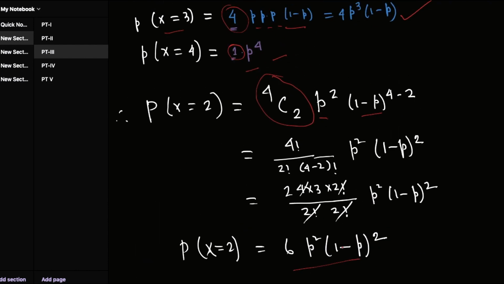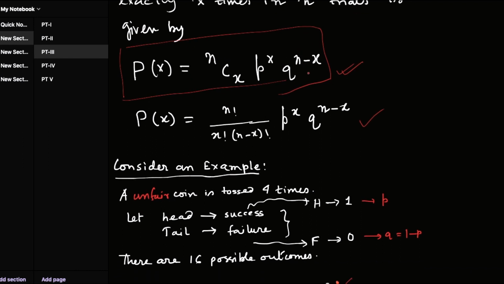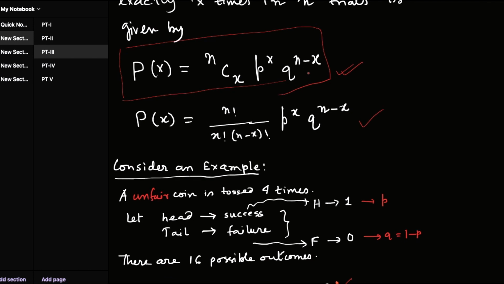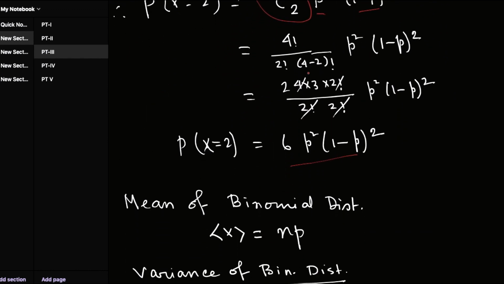Therefore, we understand what the probability distribution, or rather the probability mass function, is: P to the power X, NCX, Q to the power N minus X, where P is the probability of success, Q is the probability of failure, N is the number of independent trials, and X is the number of times the success occurs. We should remember that formula.